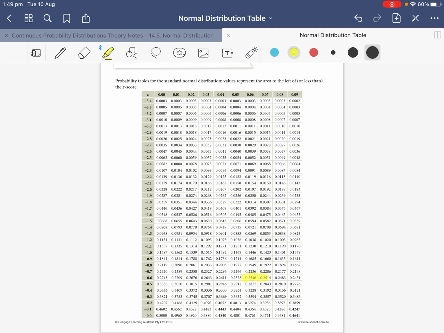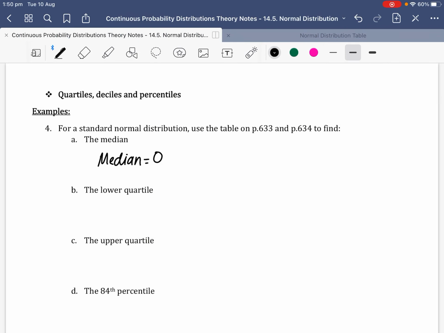I have some values here. Not that first one, but we definitely have ones either side. So we have the values that match up with negative 0.67 and negative 0.68. So we need to work out which one is closer and then approximate it that way.